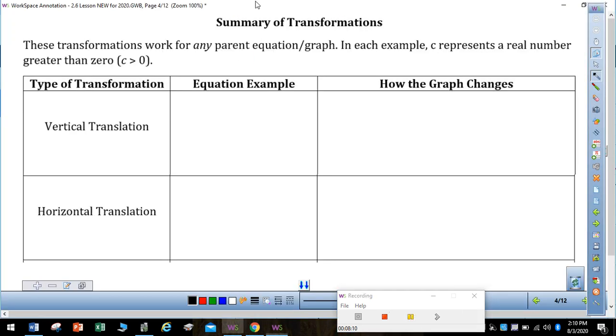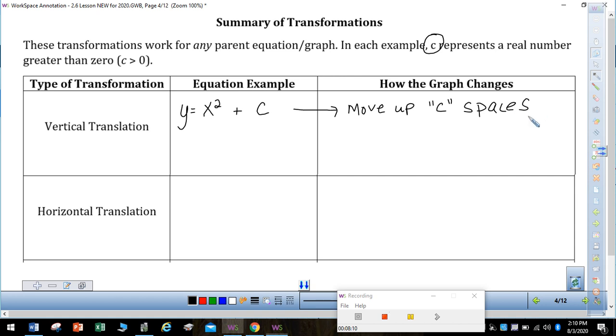So let's go back to our chart here. We just looked at a vertical translation. So a few examples for our equation. We're going to assume that C represents a positive real number. We could have something like y equals x squared plus C. So just adding a number onto the end is going to cause our graph to move up C number of spaces.